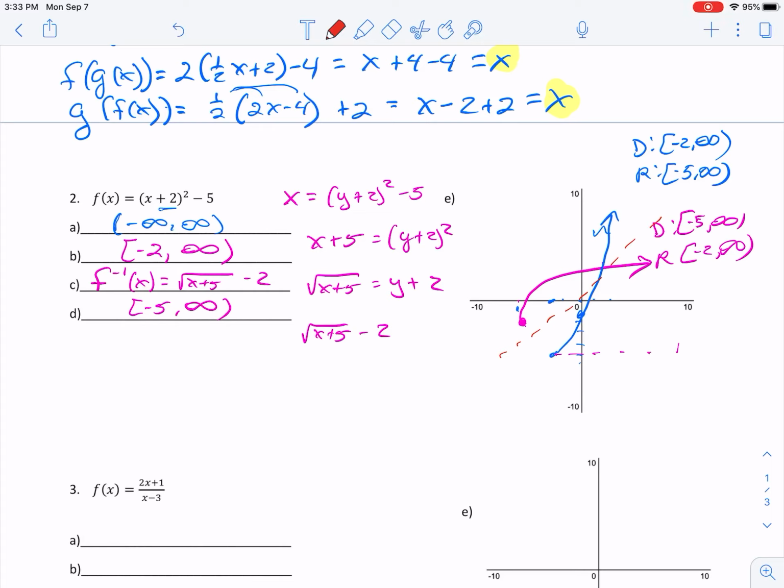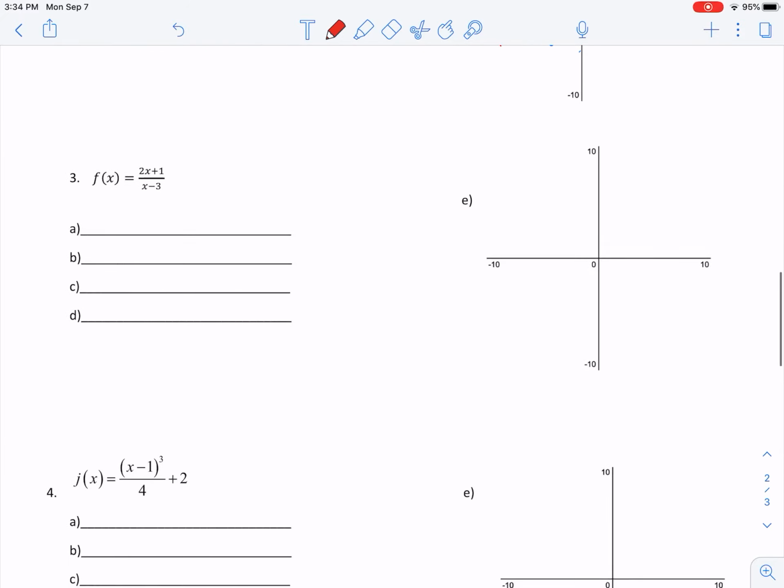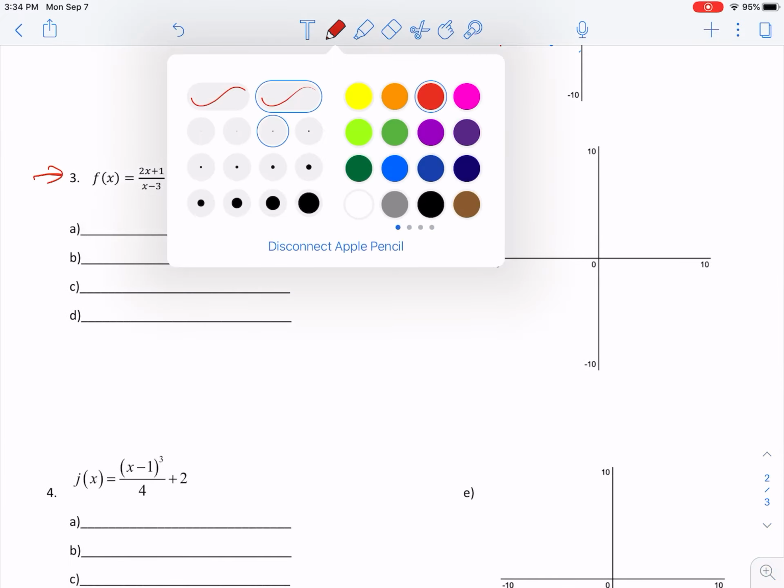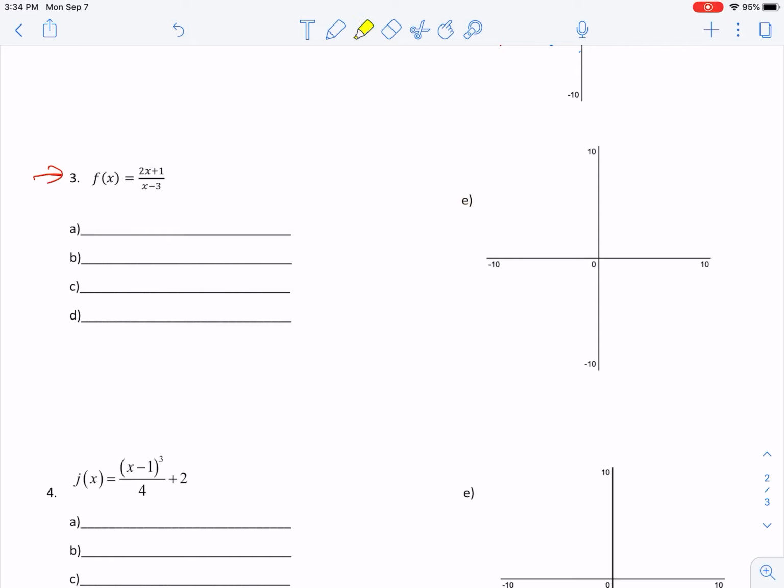Okay, they didn't ask us to do f of g and g of f on this one, so let's hold off on that. We had enough to do. All right, now, rational functions. Make sure you do these. Don't skip them because they're hard.